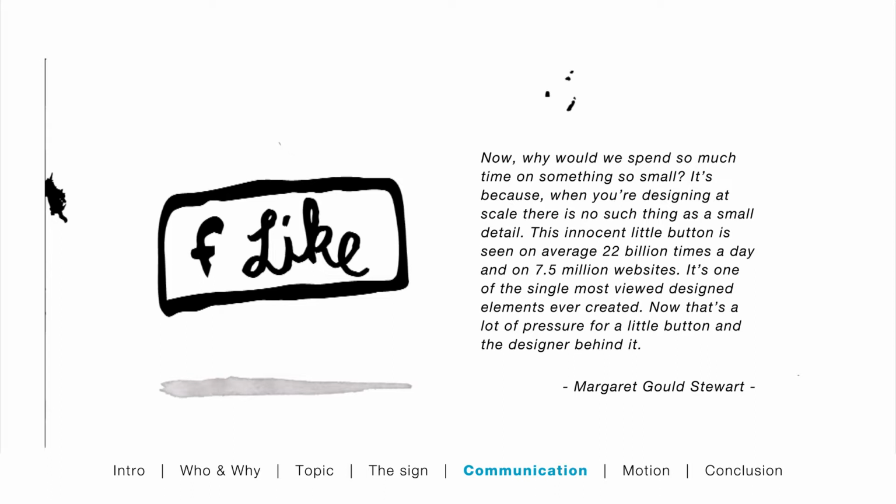"This innocent little button is seen on average 22 billion times a day and on 7.5 million websites. It's one of the single most viewed designed elements ever created." Now that's a lot of pressure for a little button and the designer behind it.